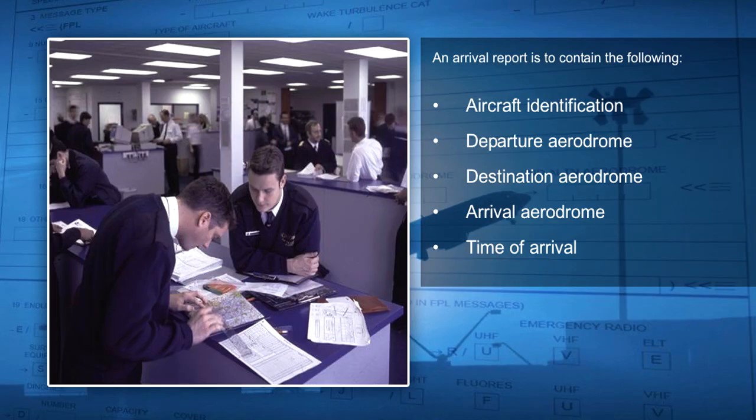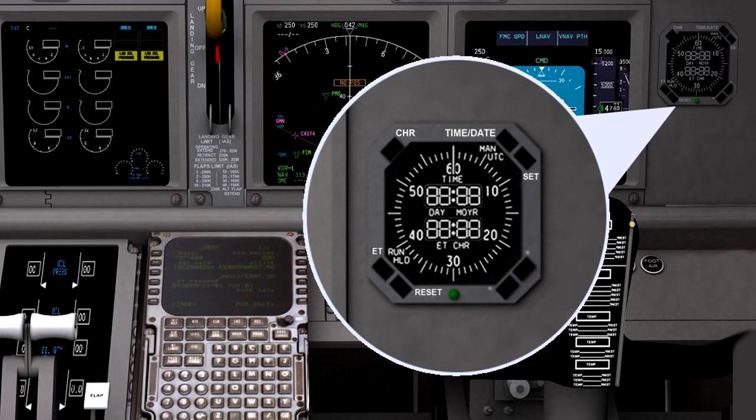An arrival report is to contain the following: aircraft identification, departure aerodrome, destination aerodrome, arrival aerodrome, time of arrival. Destination aerodrome is only included, of course, if it is not the arrival aerodrome. In other words, the aircraft has been diverted. Coordinated Universal Time is to be used and is to be expressed in hours and minutes using the 24-hour clock, beginning at midnight. Time checks by ATC are given accurate to the nearest minute.